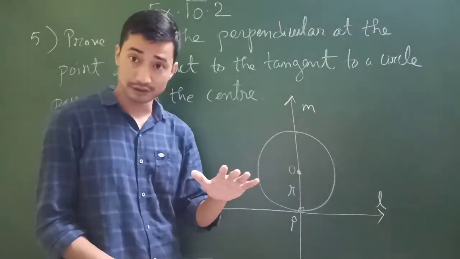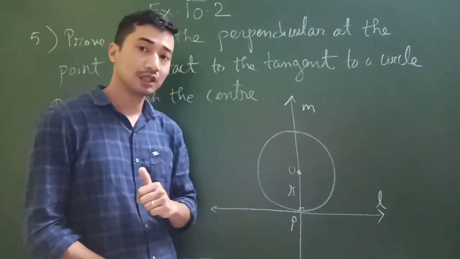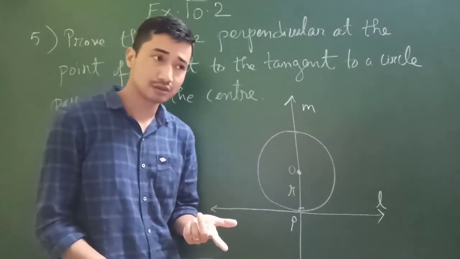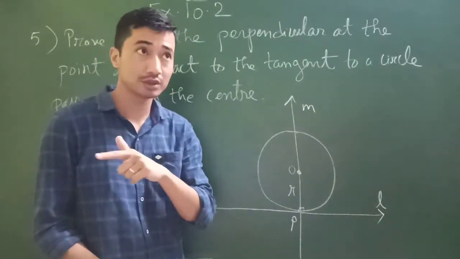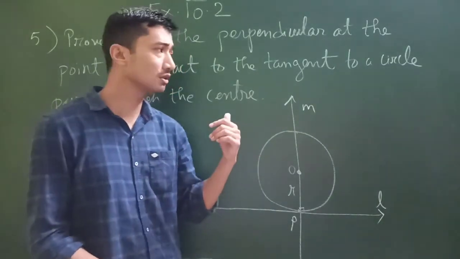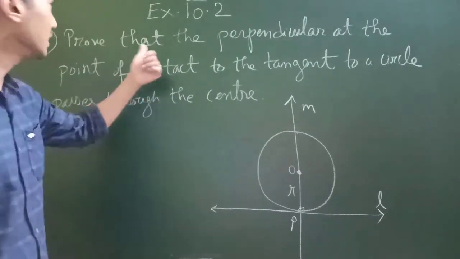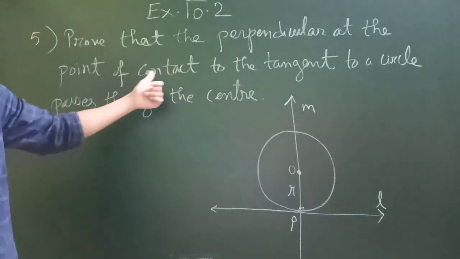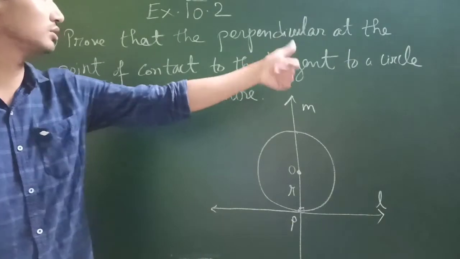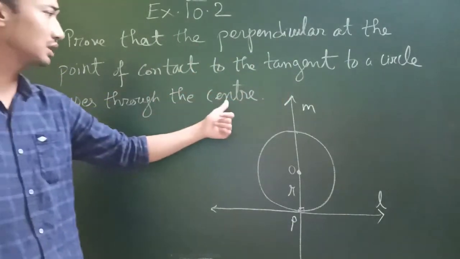And that's it, no? Another thing is, radius will always pass through the center, isn't it? Right, radius will always pass through the center. So what is our question here? Prove that the perpendicular at the point of contact to the tangent to a circle passes through the center. Ho gaya na proof?